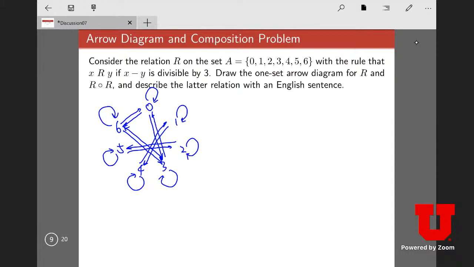So what would R composed with R look like? This is R right here. Remember what we did before, that a composition of a relation or a function would just be double arrows.